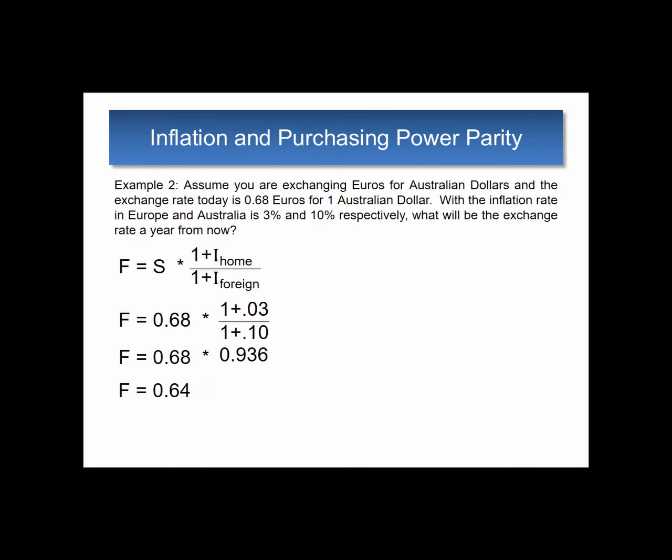Here is another example of finding the forward rate based on changes in inflation rate. Note that the spot rate is in the domestic currency and the home inflation rate is the domestic inflation rate.